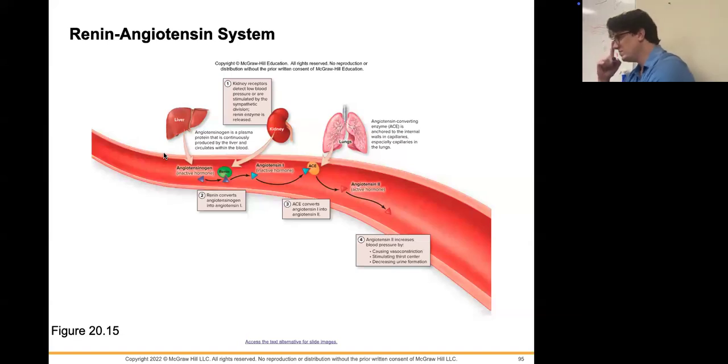Now, that tells us, or hopefully illustrates, that we have lots of different things that can cause problems with things like blood pressure. Okay. It's a multifactorial thing, which means we have multiple ways that we can influence it to be high or low.